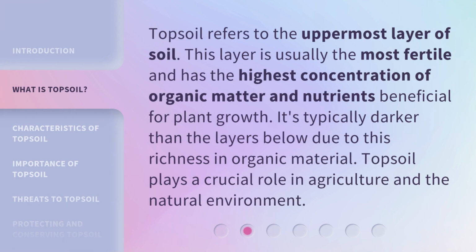Topsoil refers to the uppermost layer of soil. This layer is usually the most fertile and has the highest concentration of organic matter and nutrients beneficial for plant growth. It's typically darker than the layers below due to this richness in organic material. Topsoil plays a crucial role in agriculture and the natural environment.